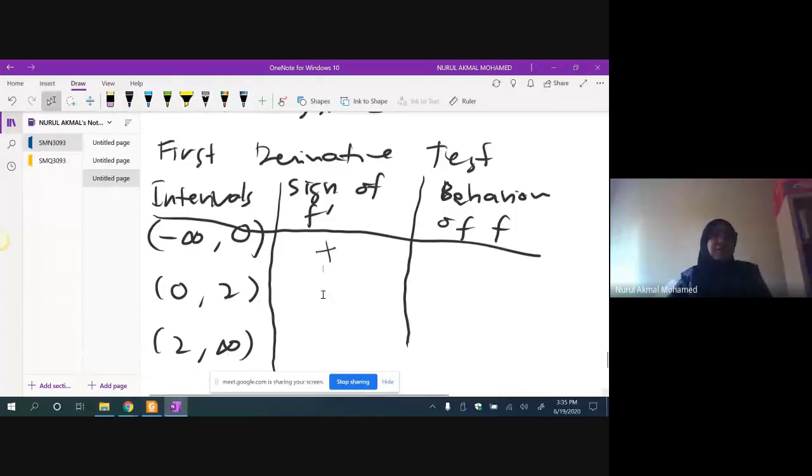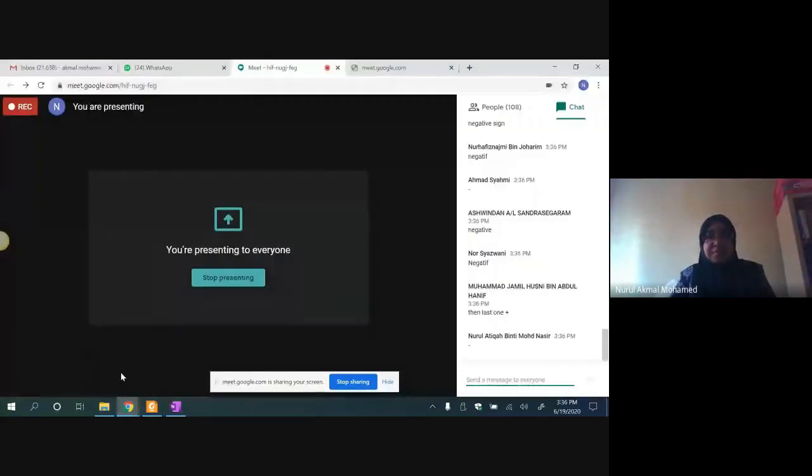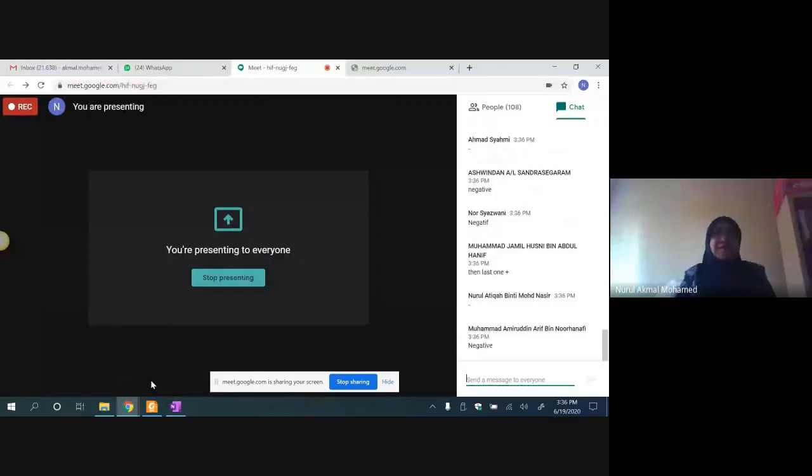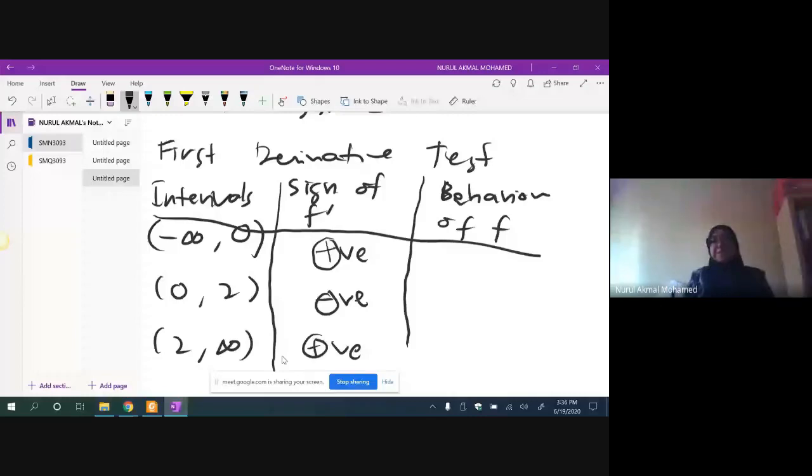What about the second one? Let's say you choose x equal to 1. The sign of f prime, is it positive or negative? Negative, and then the last one is positive. The second one is negative and this is positive. So the behavior is first increasing, the second one is decreasing, and the third one is increasing.